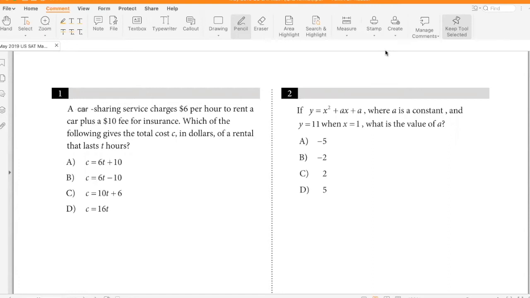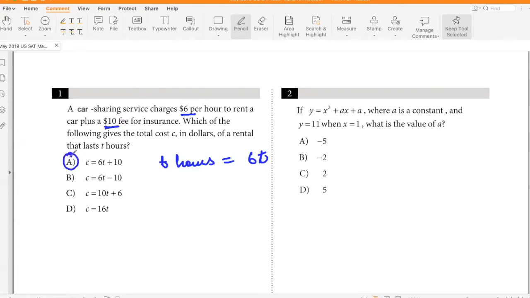Question 1. A car sharing service charges $6 per hour to rent a car, plus a $10 fee for insurance. Which of the following gives the total cost of a rental that lasts T hours? So the per hour cost is $6. So for T hours, the cost would be 6T. And there is a $10 fixed fee for insurance. So it will be 6T plus 10.